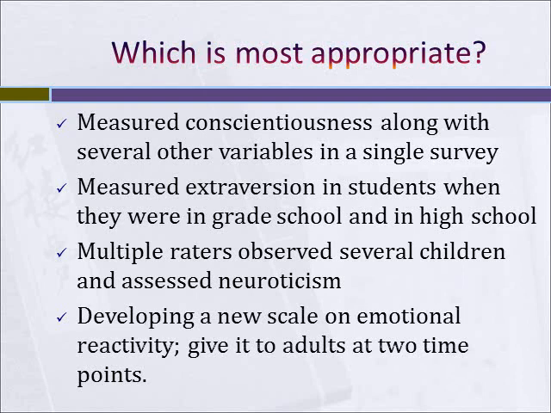Next, let's say we're developing a new scale on emotional reactivity and we give it to adults at 2 different time points, time 1 and time 2. Which would be most appropriate? As with the second example, we can measure reliability in multiple ways. We can again measure Cronbach's alpha of the scale at time 1 and at time 2, and then we can correlate time 1 and time 2 scores together to get an assessment of test-retest reliability.